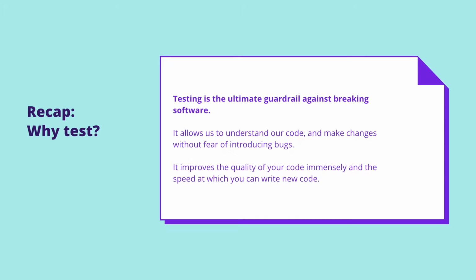So let's recap. Testing is the ultimate guardrail against software bugs. It allows us to understand our code better over time and make changes without causing a phenomenon known as regressions, where previous functionality starts bugging out because of new stuff that we've introduced. Not only that, but the mere practice of testing improves the quality of a code base.